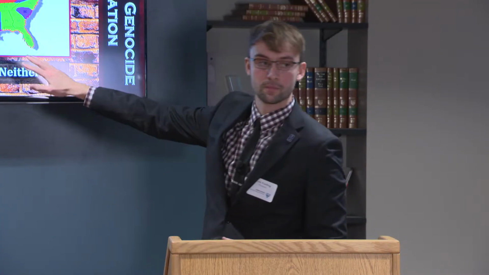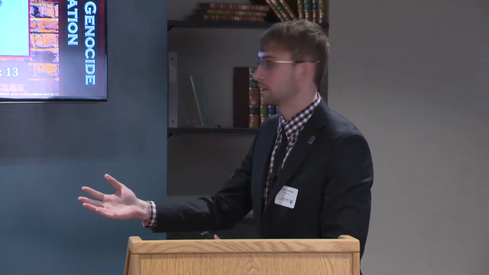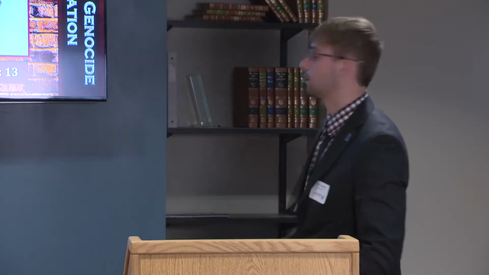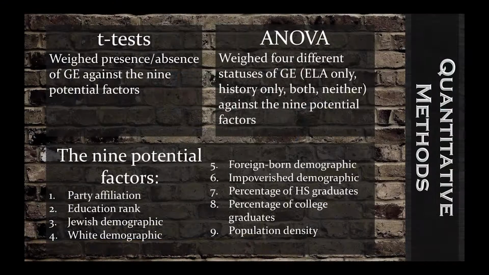So I was really interested in seeing if there was maybe a political relationship between presence and absence of it. So I decided I'll explore this a bit quantitatively as well, although honestly a fairly superficial quantitative exploration. What I did is I did t-tests where I weighed the presence and absence of genocide education. So you saw all of those red states had absence, and all of the cool colored states had presence, just fitting it into these 2 bimodal categories. And then I also did ANOVA tests where I did the 4 statuses, which was presence in just English language arts, presence in just history, presence in both ELA and history, and complete absence of genocide education at this level. So for that I did ANOVA.